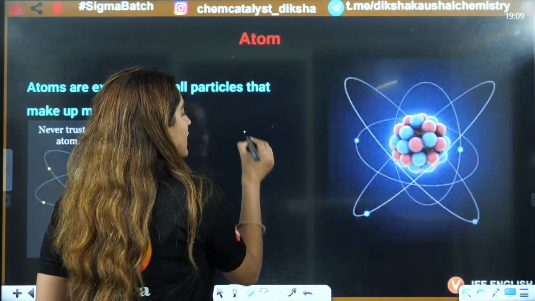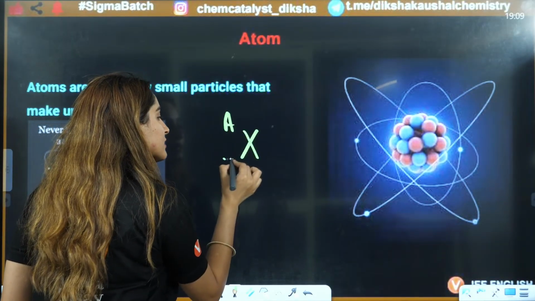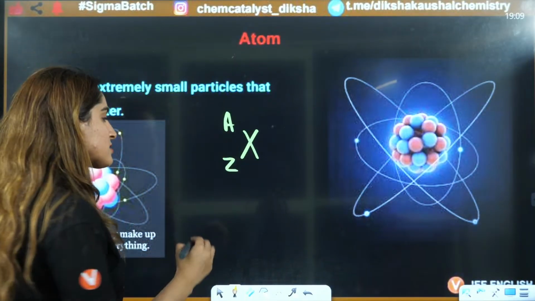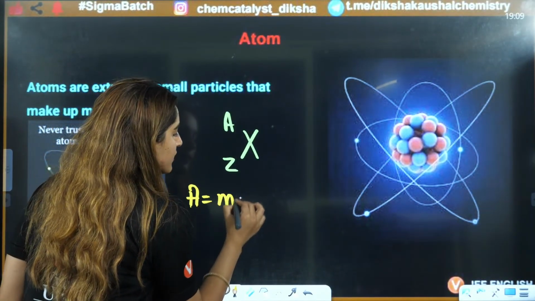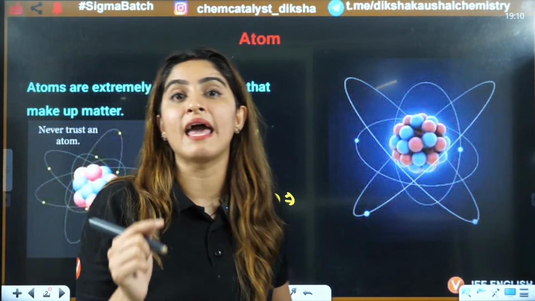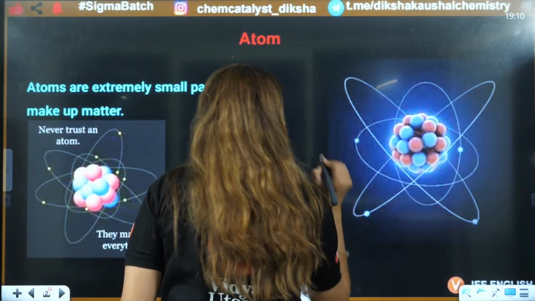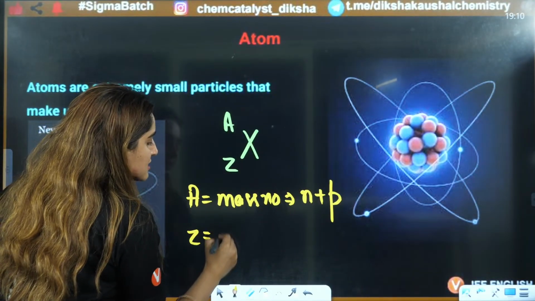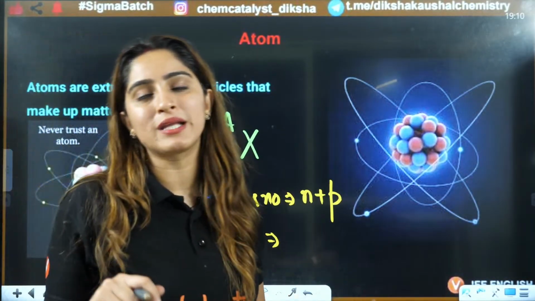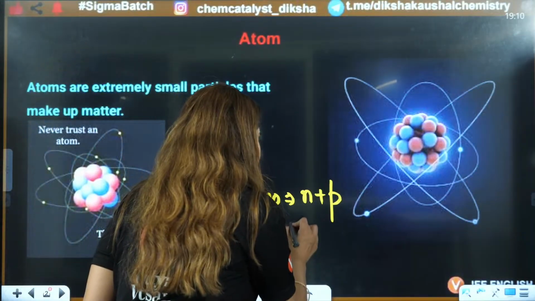And if you represent an element, that is represented by X, this is E, this is Z. Now, students, you will see that this E is the mass number. E is the mass number, that is represented by what is there in the nucleus. In the nucleus, you have neutrons and you have protons, right? Then Z is the atomic number. And who will tell me what is there in the atomic number? Atomic number is represented by the number of protons, right?